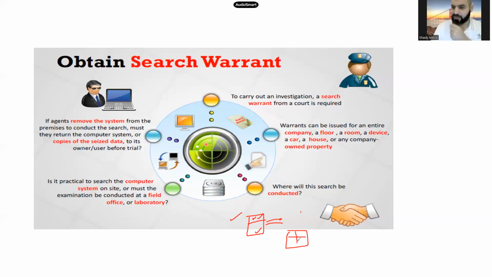Okay, thank you. Okay, perfect. So let's go back to our. I just wanted to show you the search warrants, and we go back to this methodology. Sorry, there's some stuff here that's important to cover.